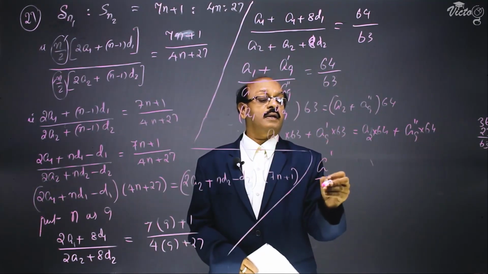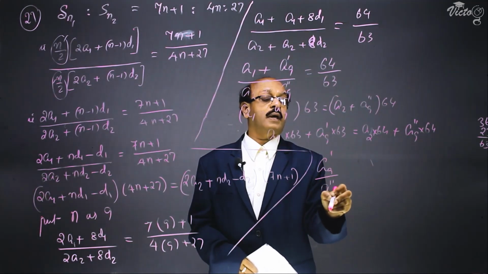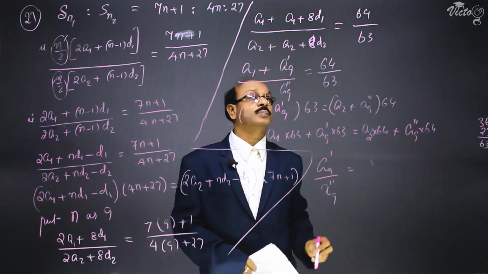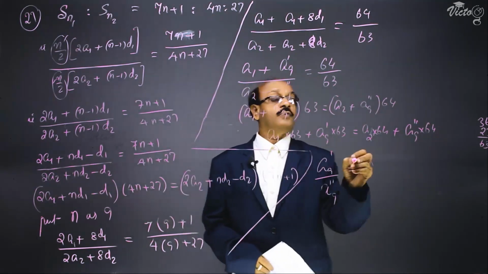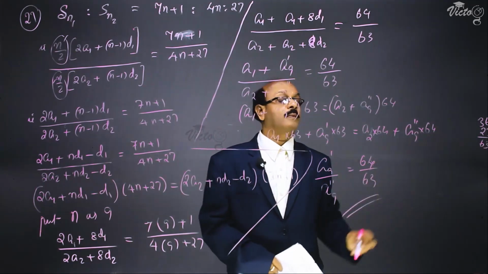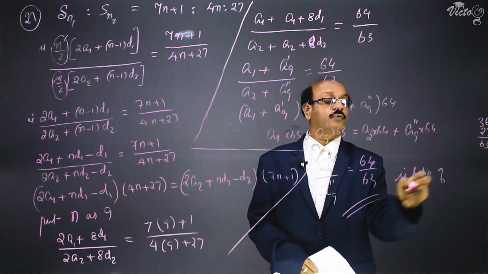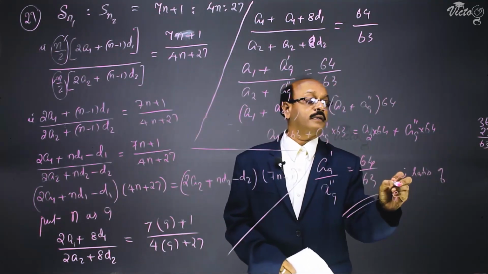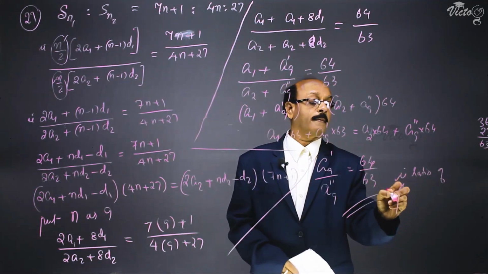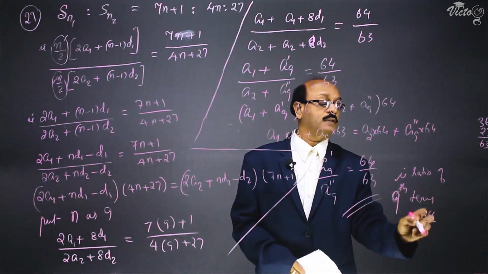A dash 9 by a double dash 9 is equal to 64 by 63. The ratio of ninth terms is equal to 64 by 63.